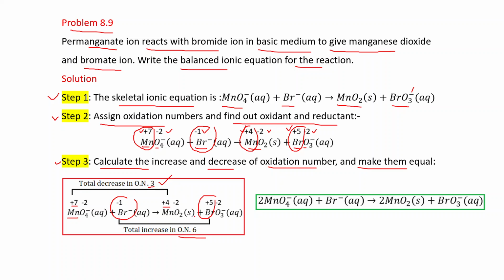Decrease is 3, increase is 6. To make it equal, this 3 is multiplied by 2. So whatever species are involved in the decrease in oxidation number, we multiply by 2. So we will write 2 here and 2 here. Our equation becomes 2MnO4 minus plus Br minus converting into 2MnO2 plus BrO3 minus.